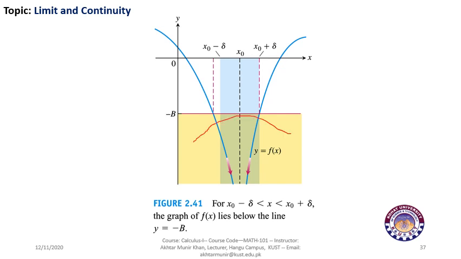So here we can see that whenever x lies in this region, the function values will lie below this minus b. So this is the infinite limit, whenever x approaches x naught and f approaches minus infinity.